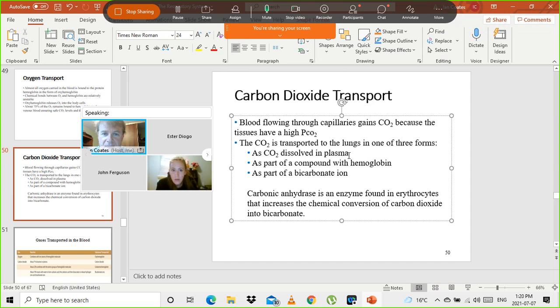So there are three ways that CO2 can be taken back to the lungs. Number one, as CO2. Easy peasy. It can also travel with the hemoglobin, and it's called, what was it? Carbamino hemoglobin. Sometimes called carboxyhemoglobin. It can also be transformed into bicarbonate ion, and this is the form that assists in the regulation of pH. And so there are three ways that CO2 can go back: as CO2, with the hemoglobin, or as bicarbonate. And there's your enzyme, carbonic anhydrase. Okay. So it's all there.